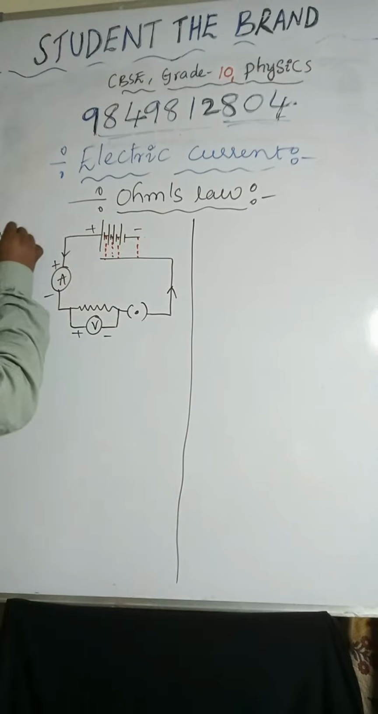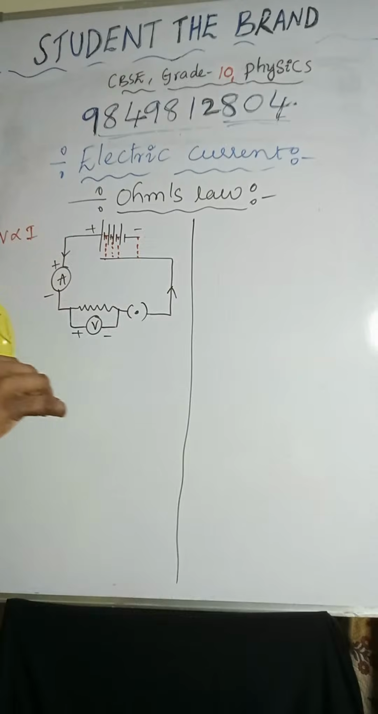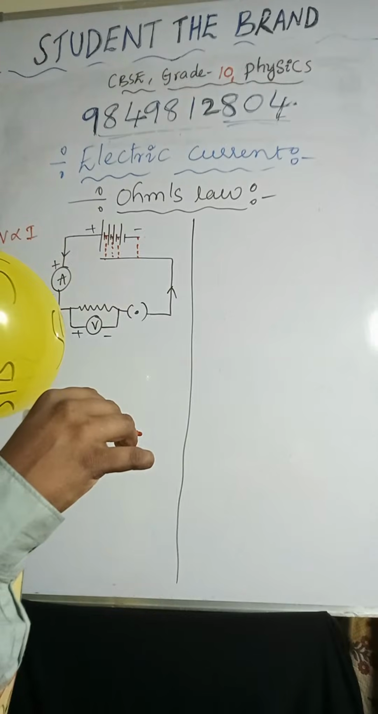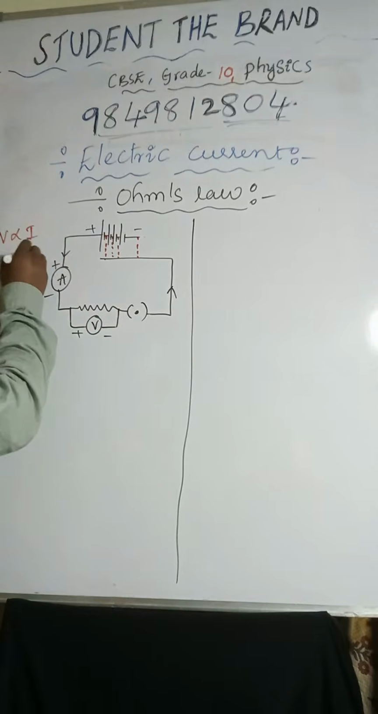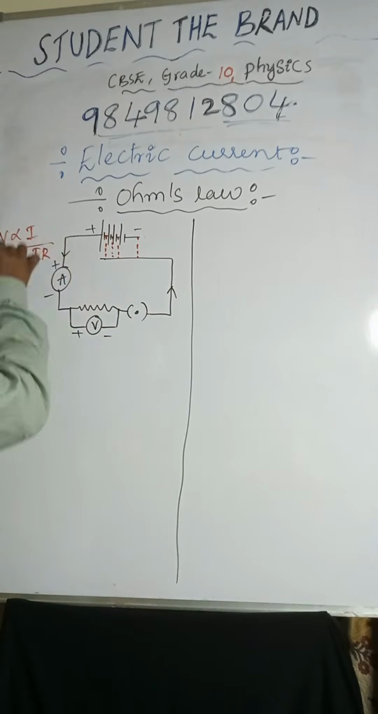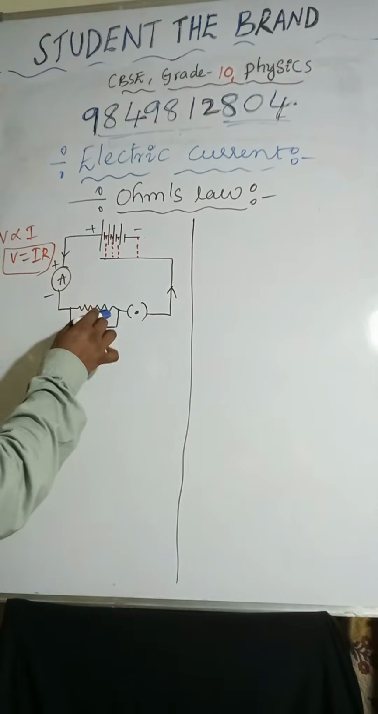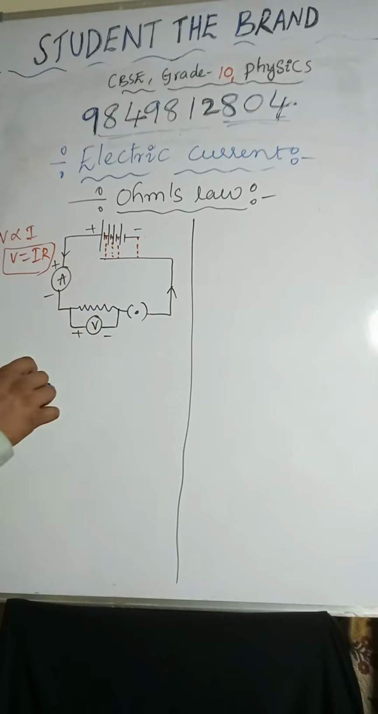So potential difference is directly proportional to the current flowing through it at a constant temperature. V is directly proportional to I, V equal to IR. So the potential difference across the ends of the given metallic conductor is directly proportional to the current flowing through it. V is directly proportional to I, V equal to IR. Okay, so what are the materials required?